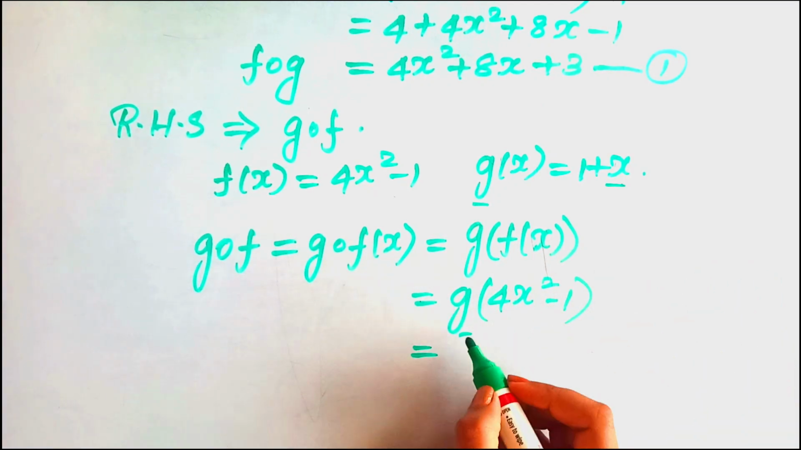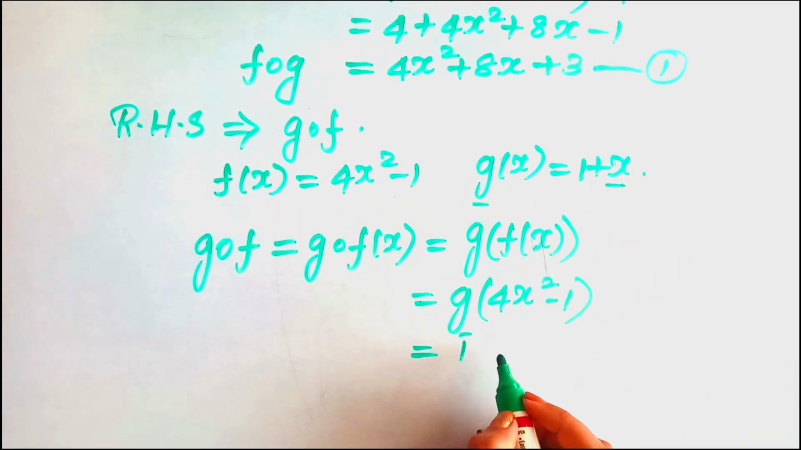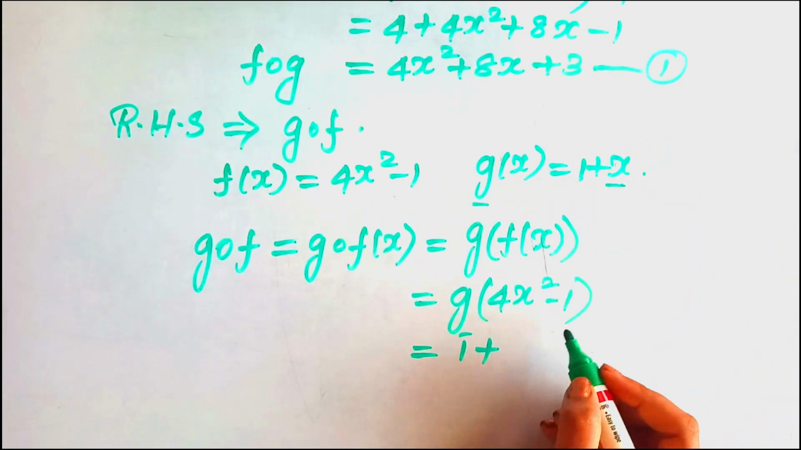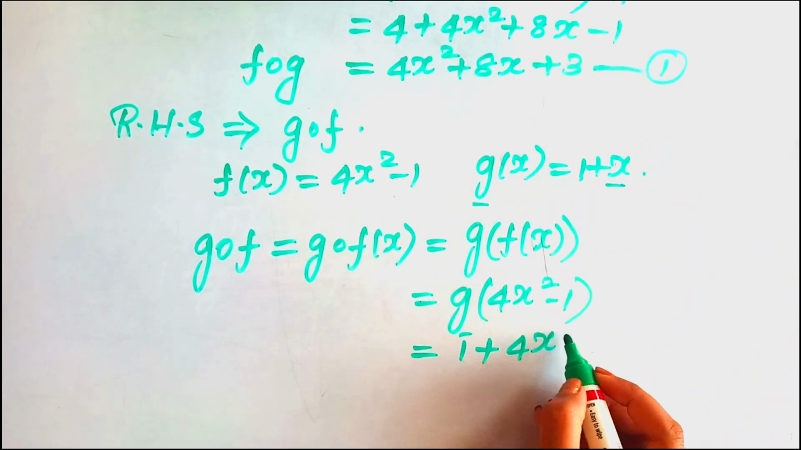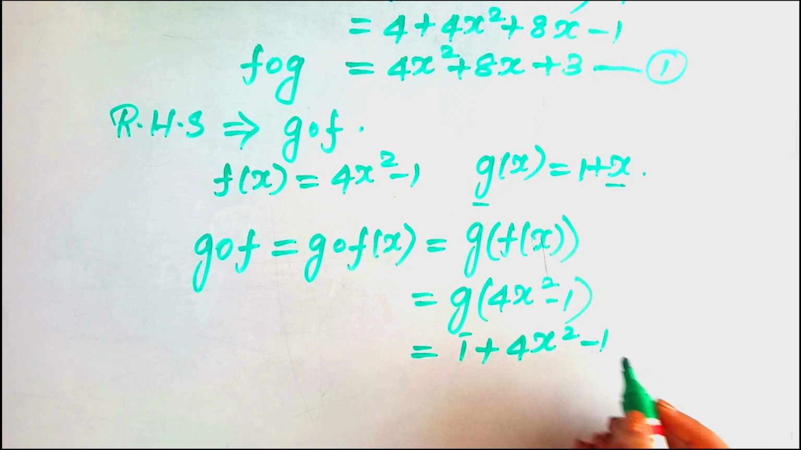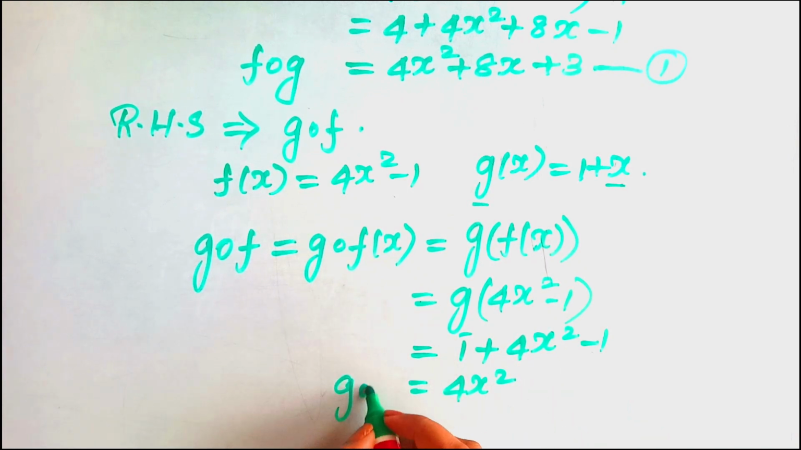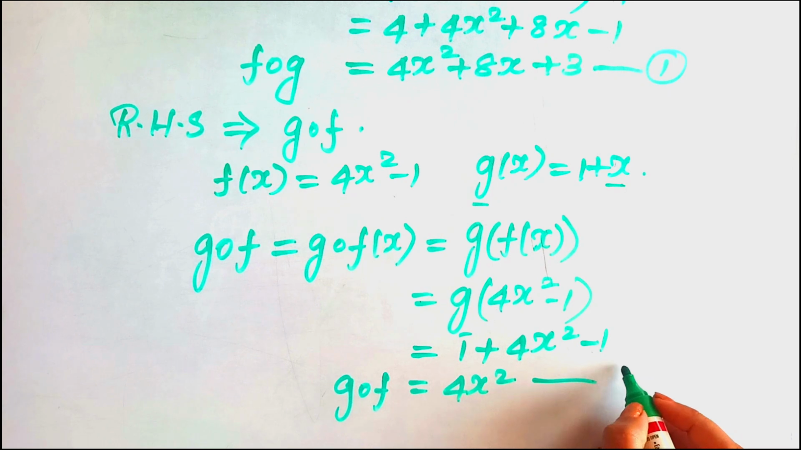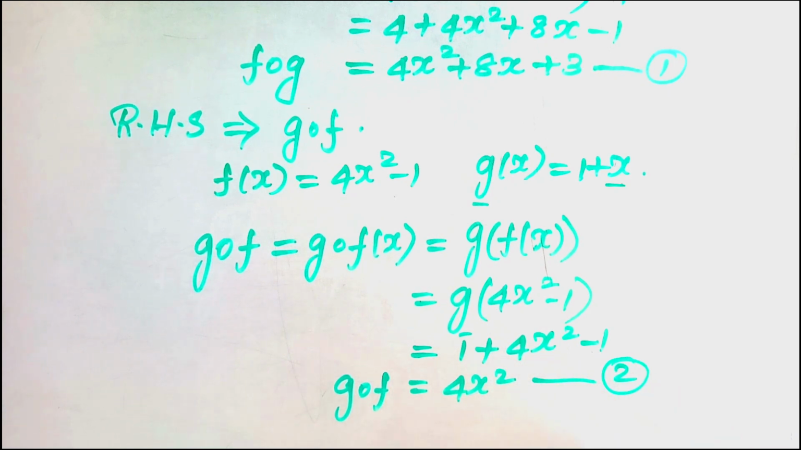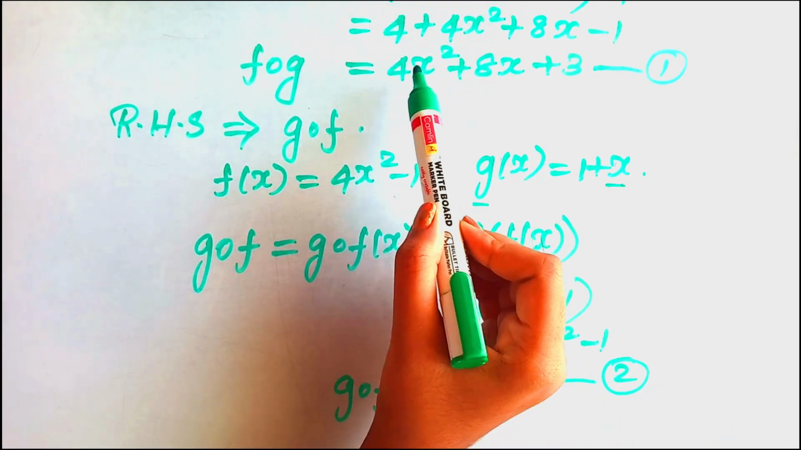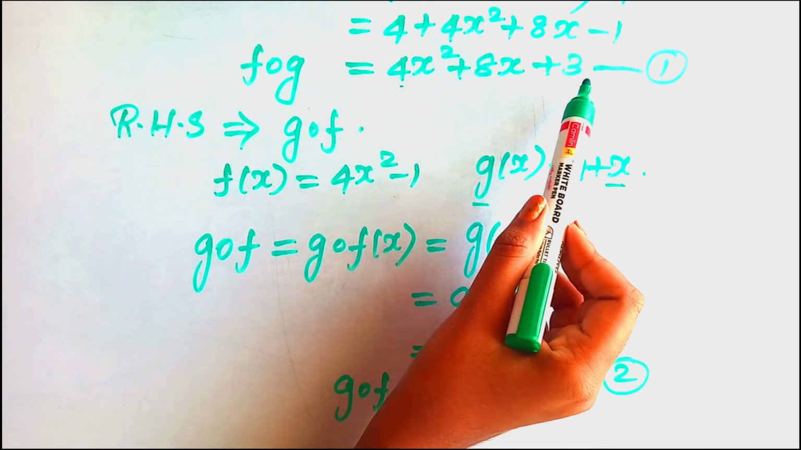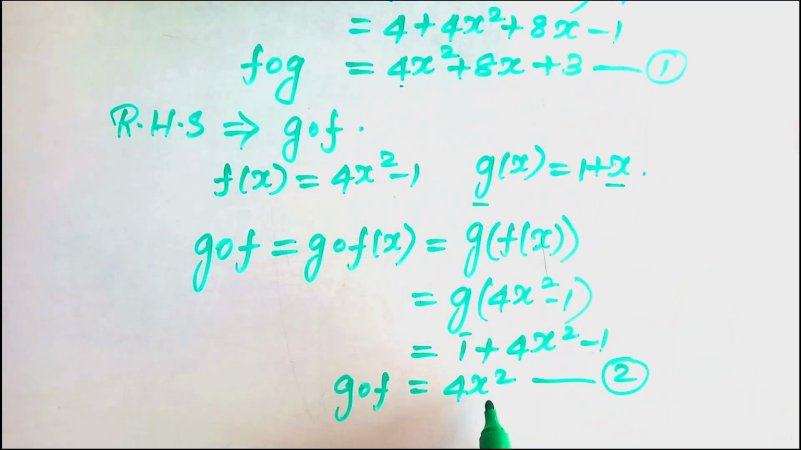So what you'll do, here there's a 1, so 1 plus the x. In the place of x you'll substitute 4x square minus 1, right? Now let's arrange it. 4x square, and here 1 minus 1 will be 0, right? So our answer will be 4x square. So g dot f, the answer is 4x square. Let's take this as equation 2, and equation 1 is 4x square plus 8x plus 3, and our second equation is 4x square.